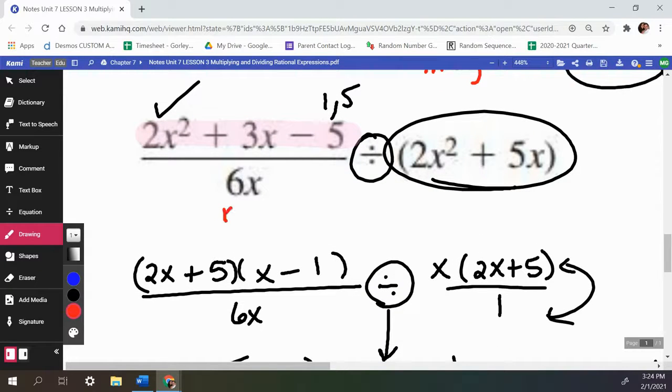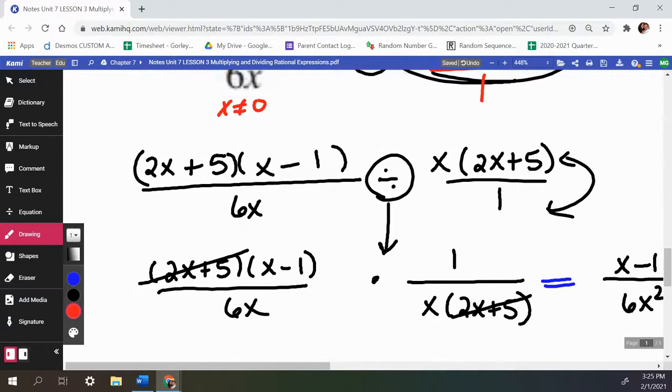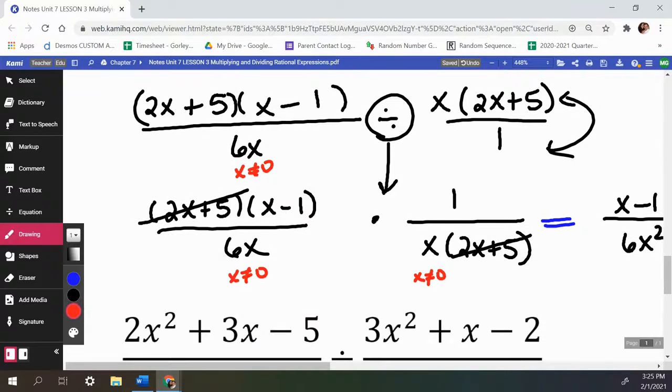So here, x can't equal 0 because if it was, 6 times 0 is 0. I do not want to divide by 0. Here, there's just a 1 in the denominator, so I don't have to worry about that. Down here, again, x can't equal 0. Here, your domain's fine. Don't have to restrict anything. Here, x can't be 0. Here, x can't be 0. Also, what else can't x equal?